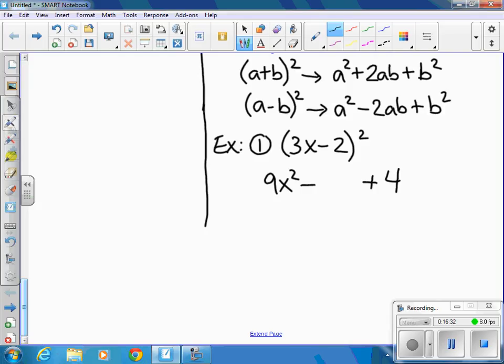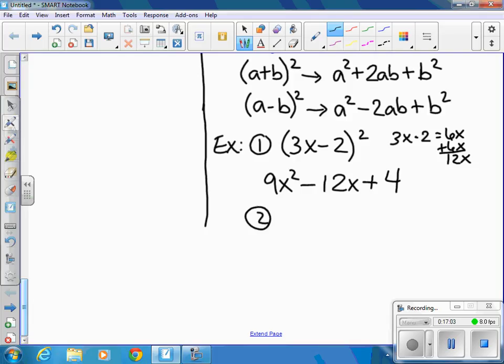The trick is getting the middle, right? And this is where most students have some difficulty. If you take 3x times 2, ignore the sign in the middle and don't worry about the positive or negative aspect of it, that gives you 6x. If I double 6x, in other words 6x plus 6x, I get 12x. That's what goes in the middle. So if you can train yourself to multiply the two together and then double that answer, you will always be able to get the middle. And if you did FOIL with this, you would get the exact same answer that I have on the screen.